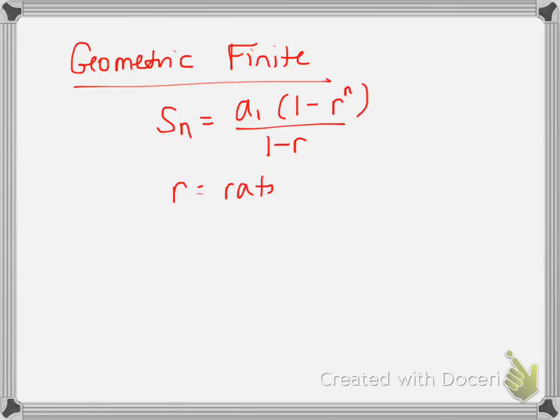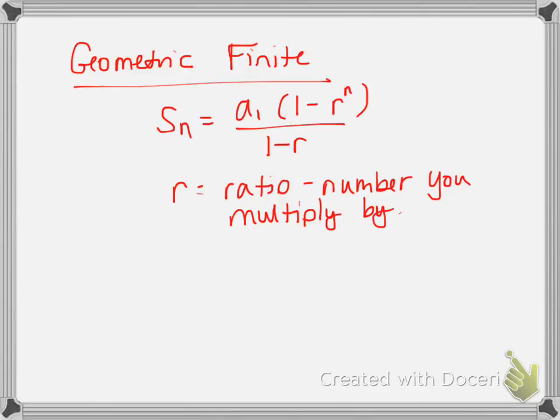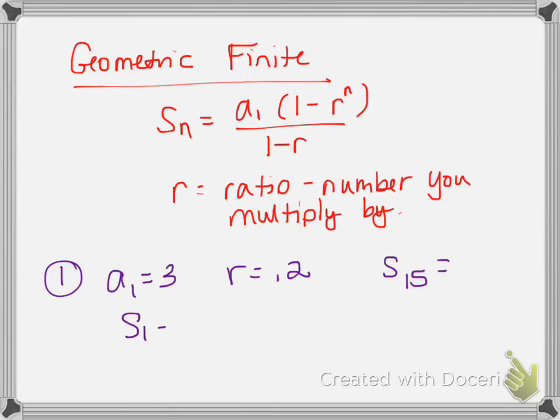R is the ratio, or the number you multiply by. So, examples for geometric. Let's say you have A1 is 3, R is 0.2, and I want to find S15. Alright, S15 is going to be A1 times 1 minus R to the n over 1 minus r.